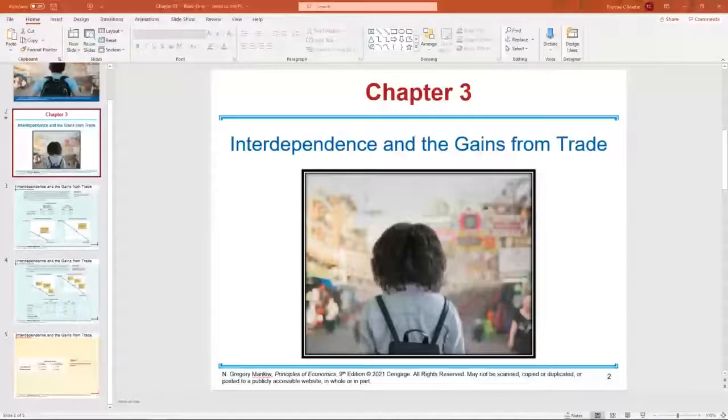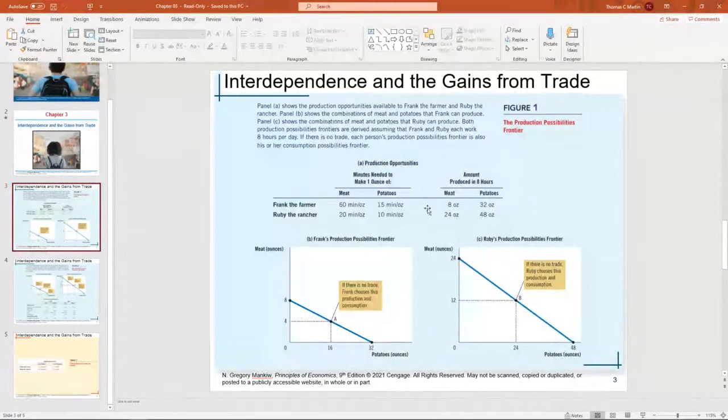In chapter two, we were talking about the production possibility curves. When we look at chapter three and we're looking at the gains from trade, we're looking at two linear production possibility curves. And in this case, we're looking at Frank the Farmer and Ruby the Rancher. And we're going to show how both can be better off through trade by specializing on the product that they have the least opportunity cost in producing.